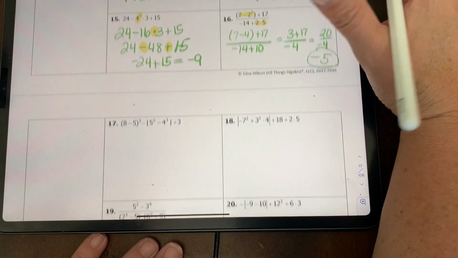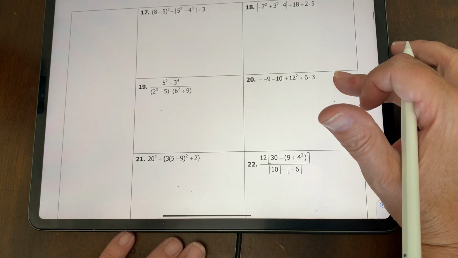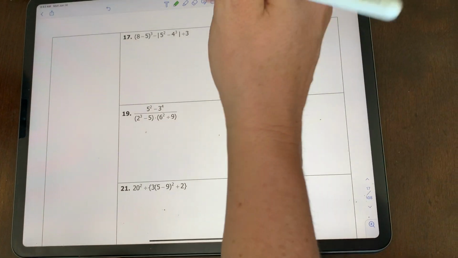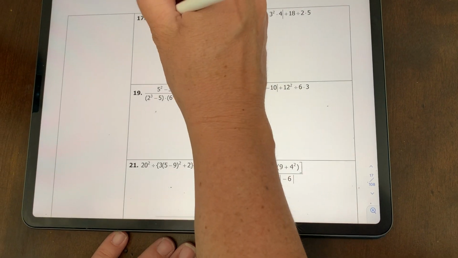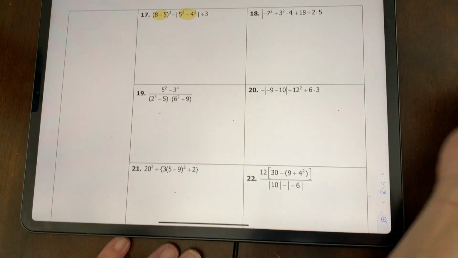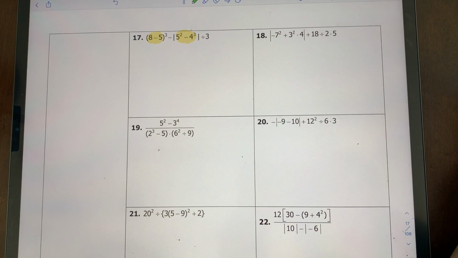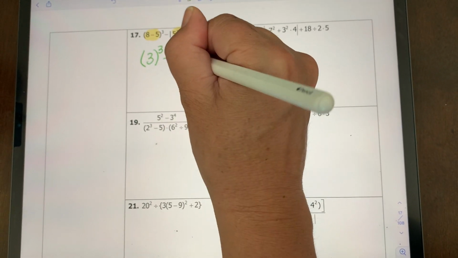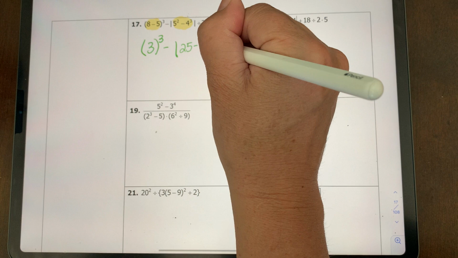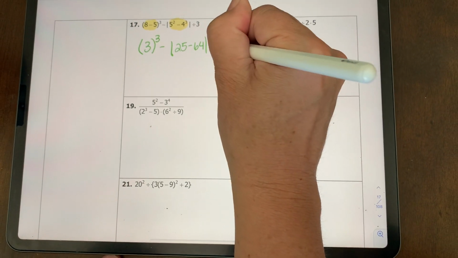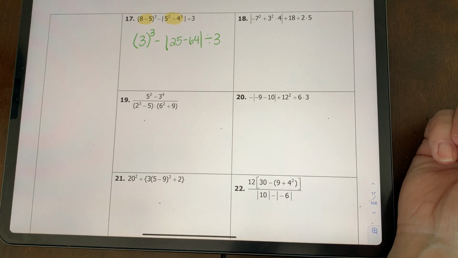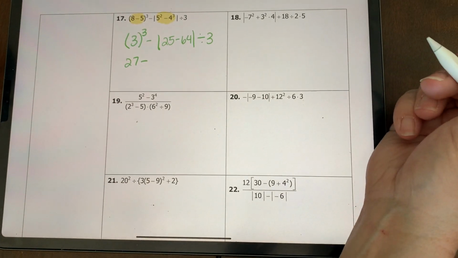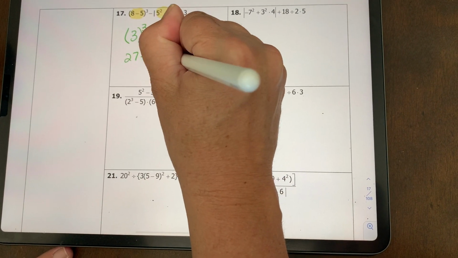Okay, we are not going to do all of these on the other side, but I do want to look at 17 and 18. Okay, so on 17, parentheses come first. So here is a parentheses and here is parentheses. And I know that's an absolute value, but that still counts as a parentheses. So I'm going to do 8 minus 5, which is 3. And then 5 squared is 25. 4 cubed is 64. Okay, so then I would do my 3 cubed, which is 27. And my 25 minus 64 is a negative 39.